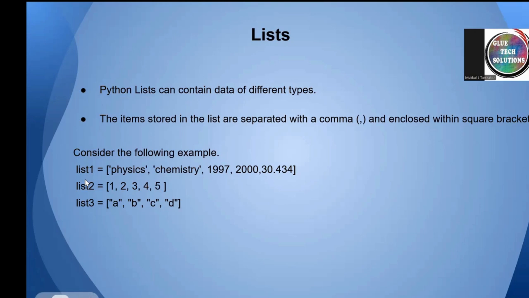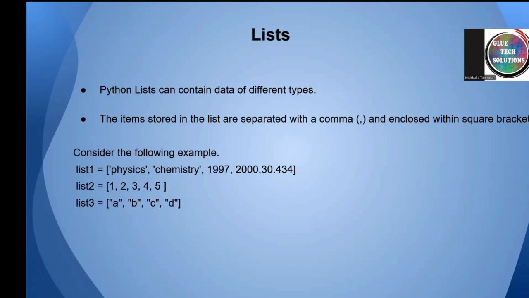So you can see the example here. I have written list1 equals, under square brackets, 'physics', 'chemistry', 1997, 2030.43. So you can see it is a combination of different data types. It has a string value, an integer value, and a float value. It is enclosed in square brackets, and the string values are enclosed in single quotes, while float and integer numbers are not enclosed. So this is the differentiation. Okay, so this is about the list.